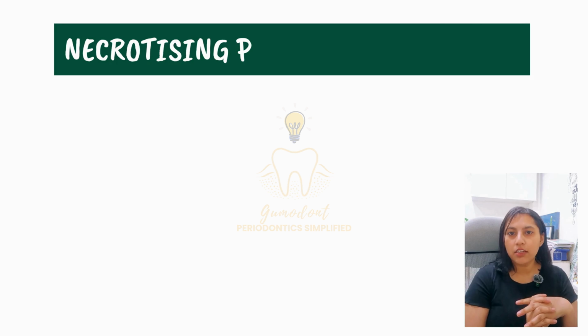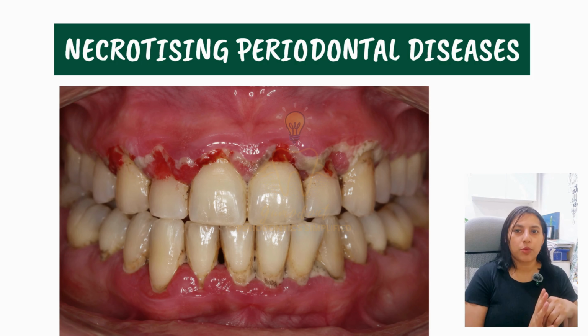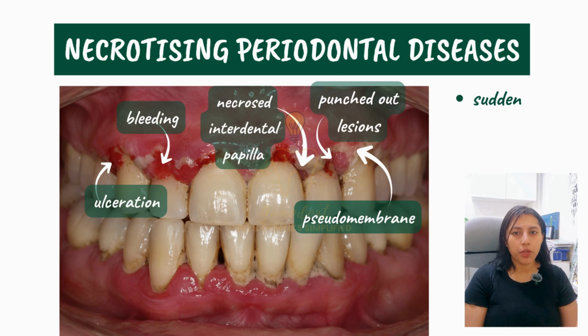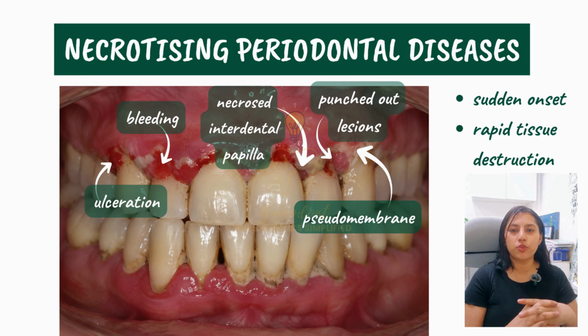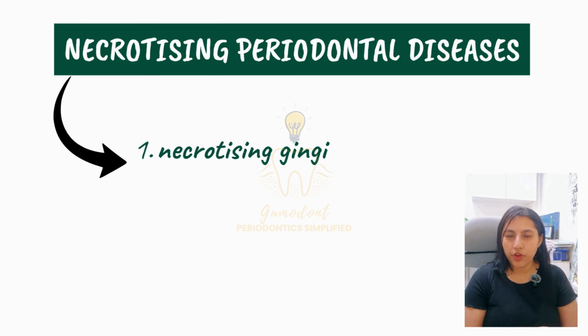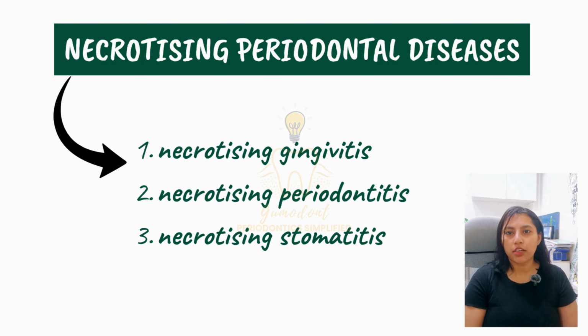Now, first let us understand necrotizing periodontal disease. These conditions have a very characteristic presentation. Typically, the patient presents with pain, bleeding, necrosis or ulceration of the interdental papilla and halitosis. And unlike routine periodontitis, these lesions usually have a sudden onset with rapid tissue destruction. Now, according to the classification, necrotizing periodontal diseases include necrotizing gingivitis, necrotizing periodontitis, and necrotizing stomatitis.